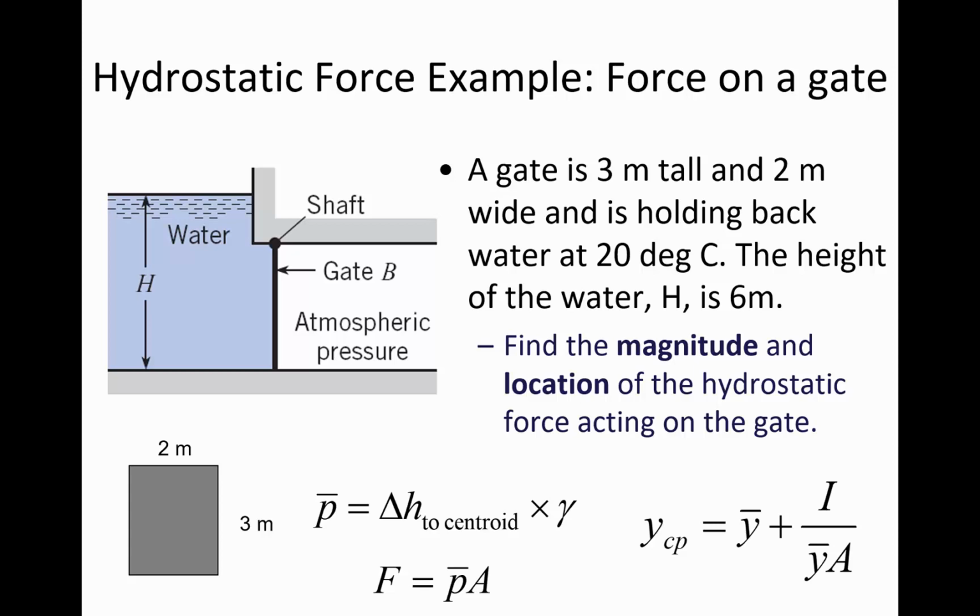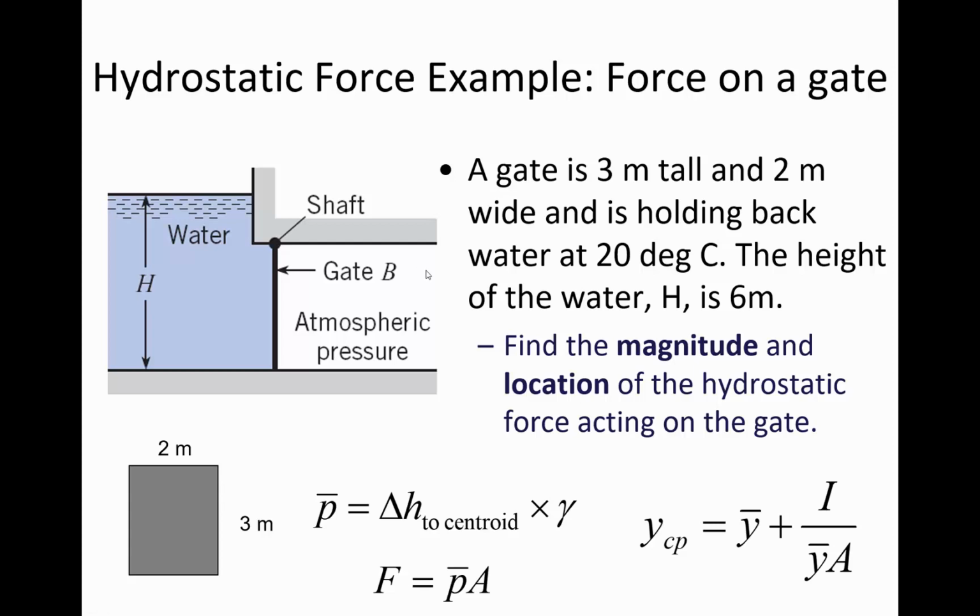But now the gate doesn't go all the way up to the surface. And so we're not going to be able to use the 2/3 of the distance thing to find out the location of the force. Okay, so the problem says a gate is 3 meters tall and 2 meters wide. So what that means is that it's 3 meters from the shaft down to the bottom of the gate, 3 meters, and then 2 meters into the page. So that's a dimension that we'd only be able to see if we were looking at the gate from the front.